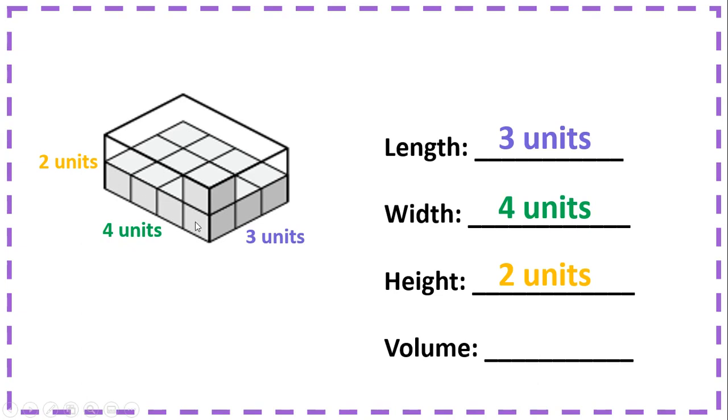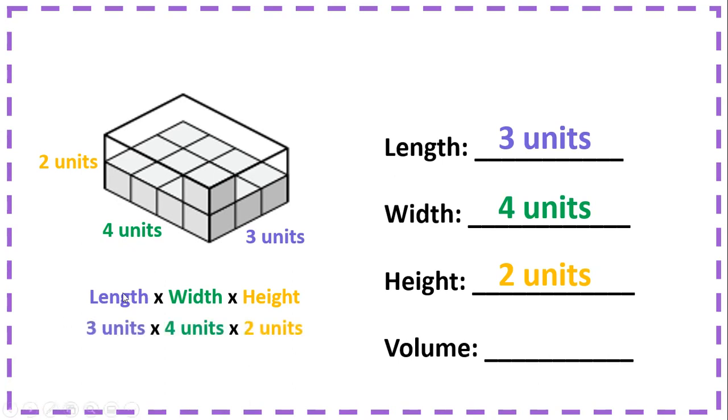The bottom layer is completely filled with unit cubes. The top layer is only partially filled with unit cubes. But we can multiply length, width times height in order to find the volume. So here we can replace the length, the width, and the height words with the actual dimensions. 3 units times 4 units times 2 units.